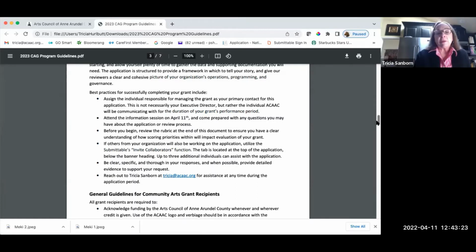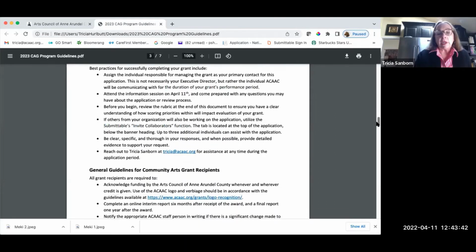I also recommend that you do your application in Word before you do it in the form, and then cut and paste back into the form. That way you can check on formatting, capitalization, you can make all your corrections there, and then put it in.